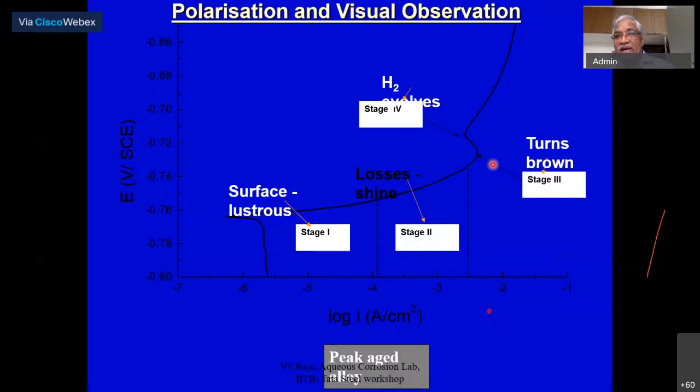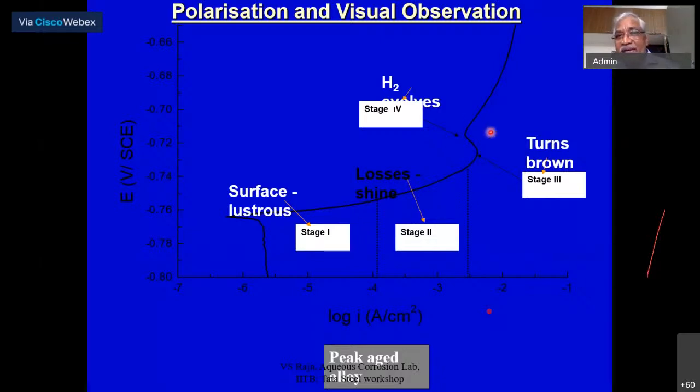Why? The net current measured by the potentiostat becomes less because some current, some electrons, are taken by the hydrogen reaction. So this dip, what you see, is not due to passivation. It is due to a secondary reaction taking place. What is the secondary reaction? The secondary reaction is the hydrogen evolution process.